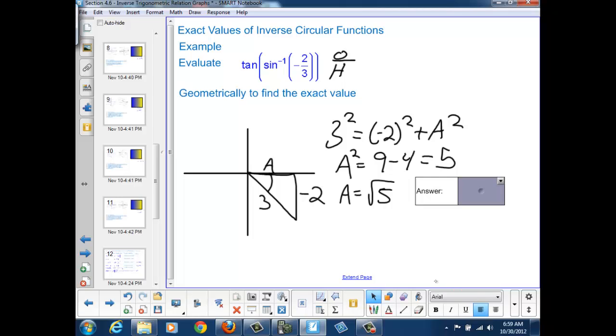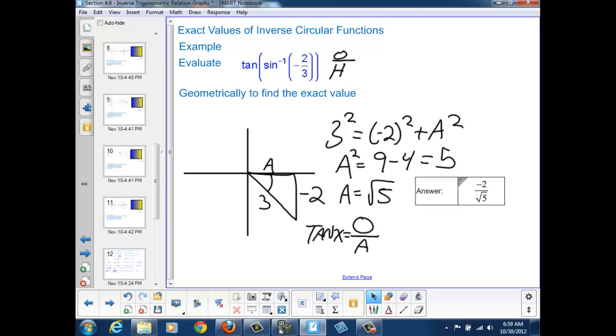which means that our answer for the tangent, which should be opposite over adjacent, which means we should get negative 2 over the square root of 5.